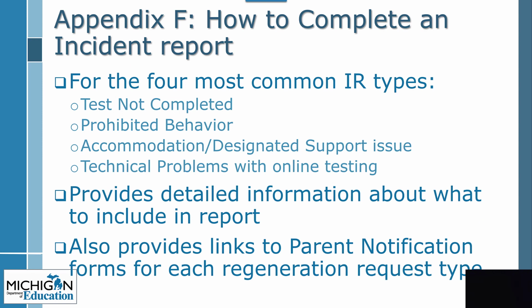To help facilitate faster processing of incident reports, we've added a new appendix that details the information that needs to be included in the most common types of incident reports. Those types are test not completed, which is typically unlock requests, prohibited behaviors, issues with accommodations or designated supports, and technical problems. There are also links provided for each regeneration request type.